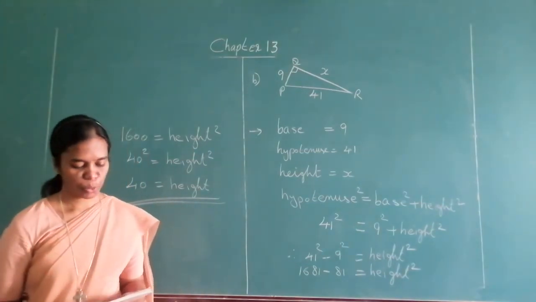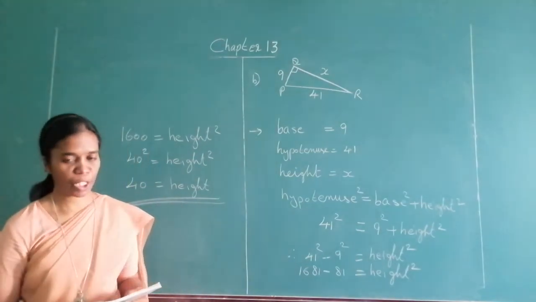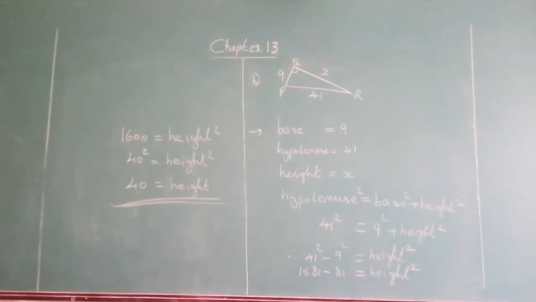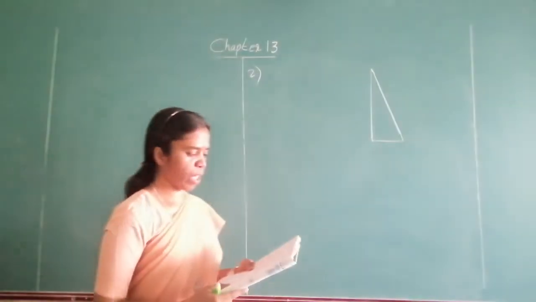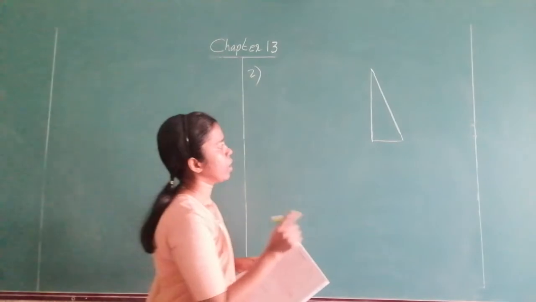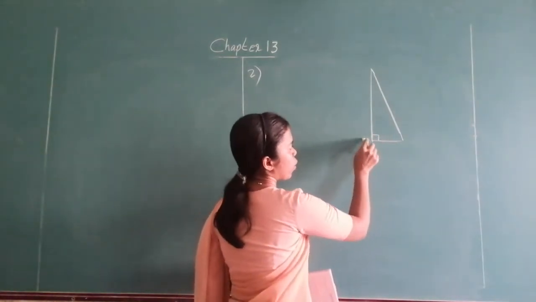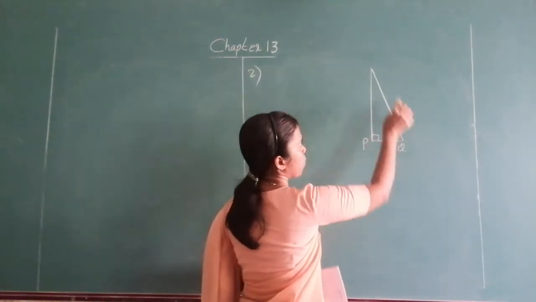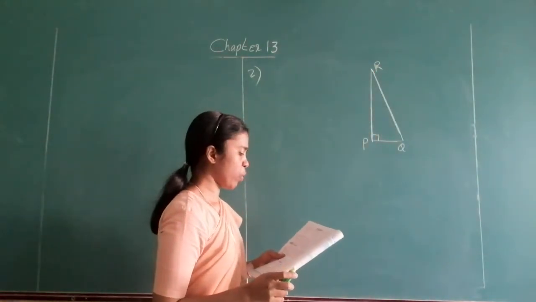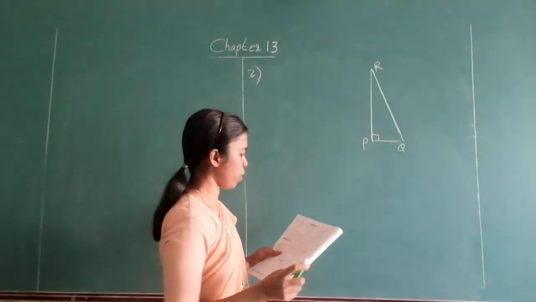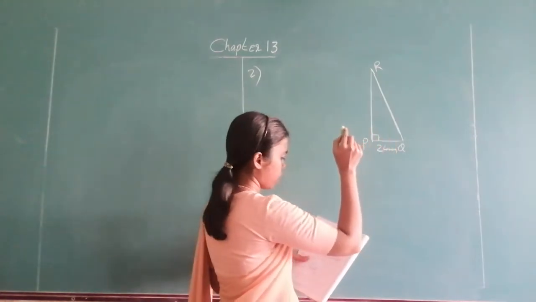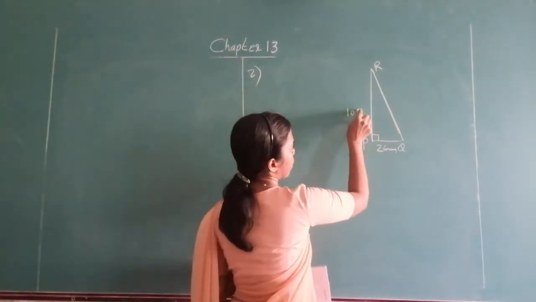Now question number 2. In the right angle triangle PQR, please draw the triangle. When you are naming it, you have to be careful. Because it is given to you, P is 90 degree, so this 90 degree should be named as P. So it is PQR. The other one anyway you can name it. PQ is 24 centimeter and PR is 10 centimeter.